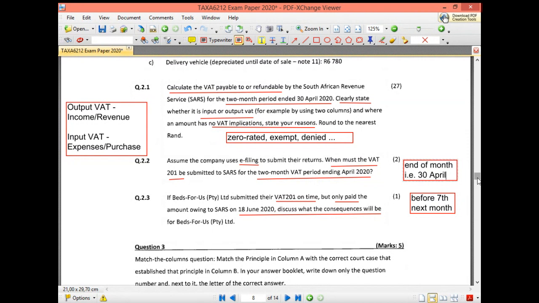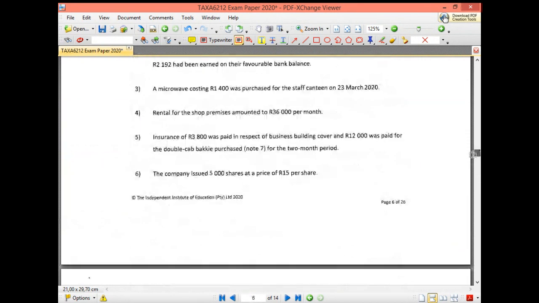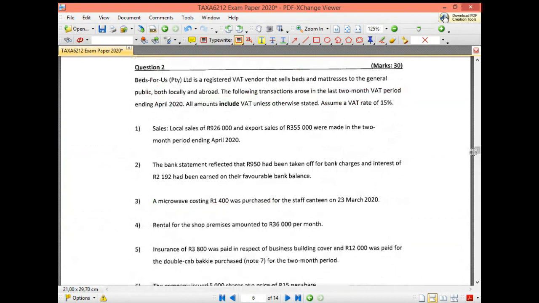Okay, so let's read the information to work out the VAT payable and see what is output VAT, what is input VAT. Here they tell you they are a registered VAT vendor. Well, we know that, seeing we have to calculate the VAT. They sell beds and mattresses to the general public, both locally and abroad. We're busy with a 2-month VAT period. All amounts include VAT.